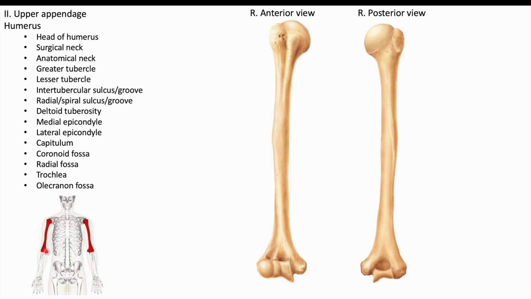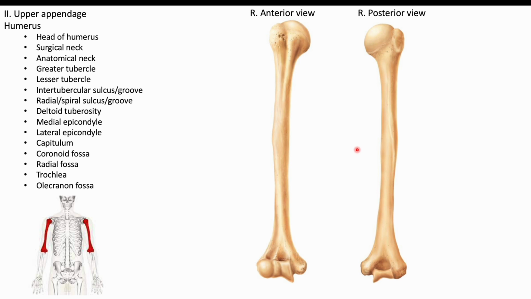At the distal end of the humerus, this is going to articulate with the radius and the ulna at the elbow joint. So now let's go ahead and take a look at the humerus. Here I'm showing you the right humerus from both the anterior and the posterior view. You have to also understand how to tell the difference between the right and the left humerus.